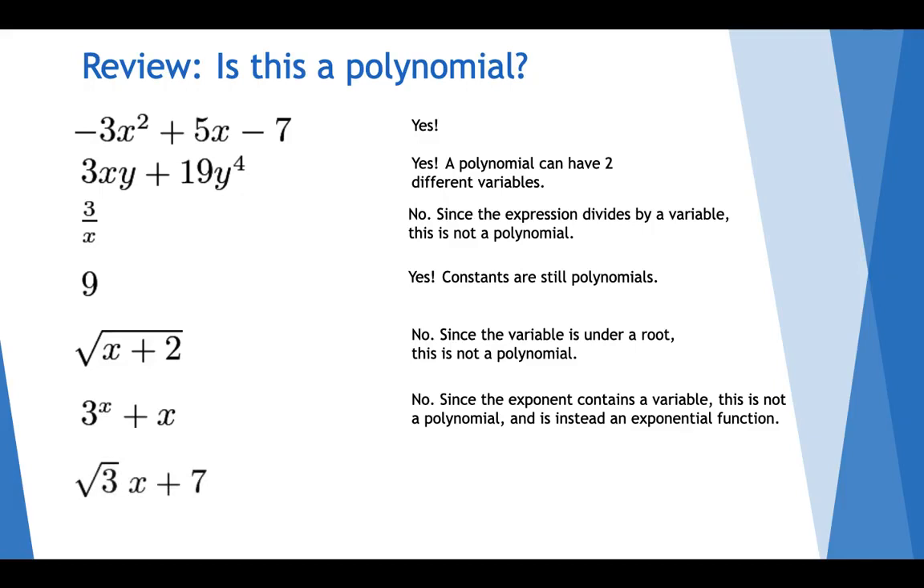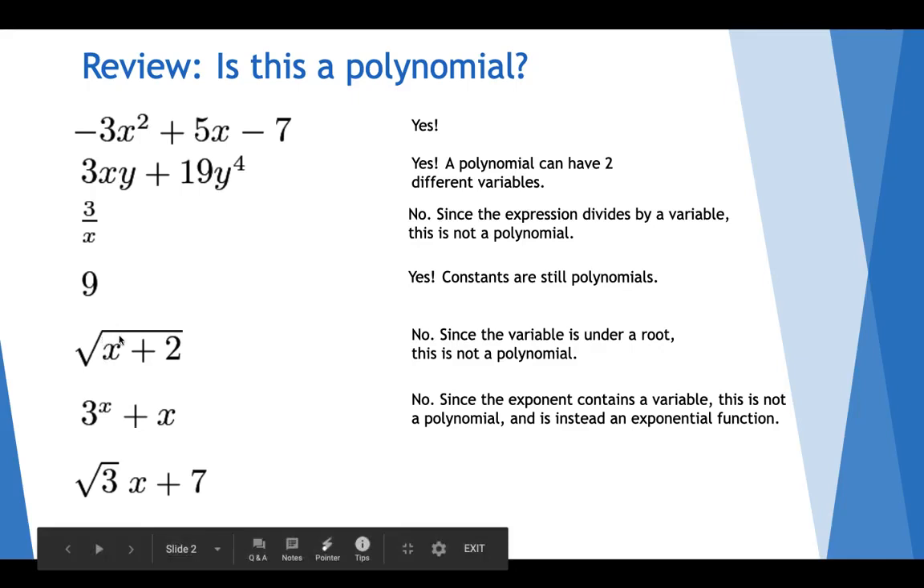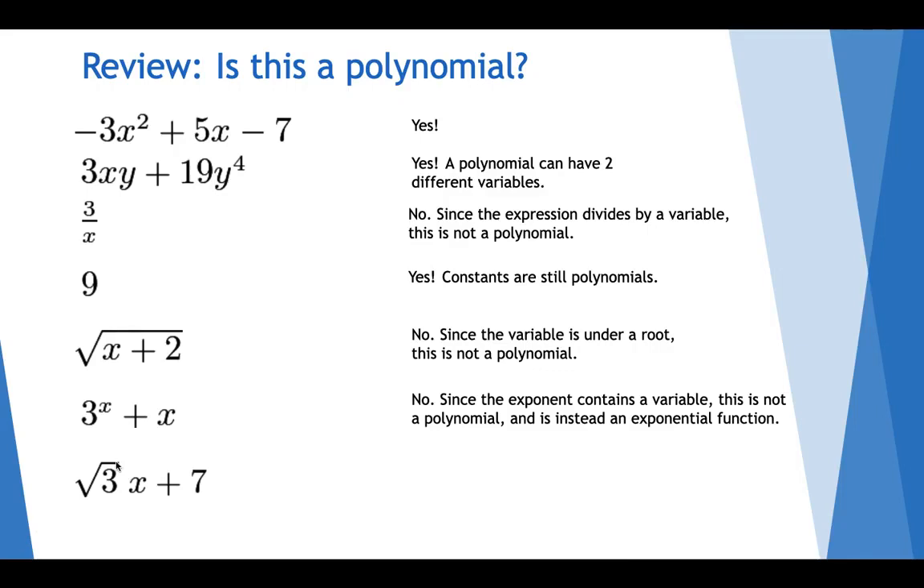How about square root of 3 times x plus 7? Well, as we said before, if there is a square root over the x, then it cannot be a polynomial. But since this is just the square root over the coefficient, this is a linear function. This is actually a line with a slope of square root of 3 and a y-intercept of 7, and all linear functions are polynomials. Although there is a square root, it is not applied to a variable, instead to the coefficient. So this is a polynomial.